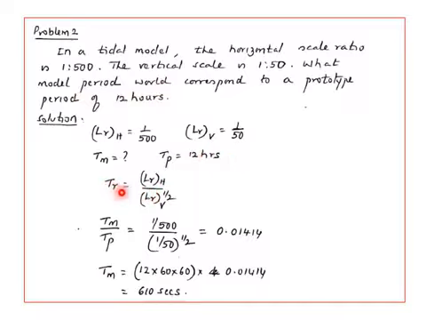So TR, that is the time ratio, is nothing but LRH divided by LRV to the power of half. What is the time ratio? It is nothing but TM by TP. Here LRH is given 1 is to 500, LRV is given 1 is to 50. Therefore, if TP is 12 hours, given as 12 into 60 into 60, you can convert into seconds. So it takes about 610 seconds for this tide to occur in the model.